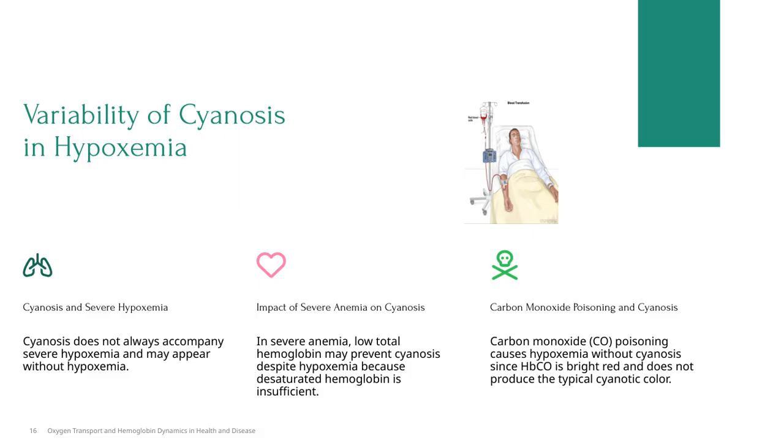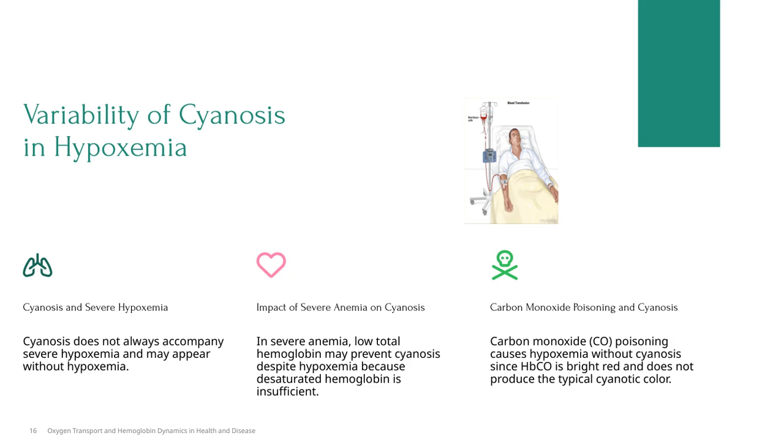In cases of severe anemia, the total hemoglobin level is significantly low, which means even if there is hypoxemia, cyanosis might not be visible. This is because there's simply not enough desaturated hemoglobin to produce that characteristic bluish coloration. Now, moving on to cyanosis and severe hypoxemia, it's important to understand that cyanosis doesn't always appear when oxygen levels are dangerously low. In fact, cyanosis can sometimes be absent even in severe hypoxemia, which can be a bit counterintuitive.